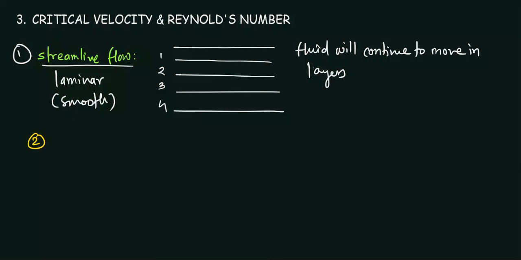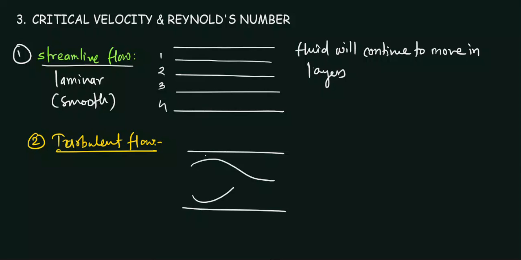In contrast to this, if you take one more flow, that is called turbulent flow. So in this, what happens? These layers get mixed, and there will be complete turbulence like this. The mixing of layers will be there.